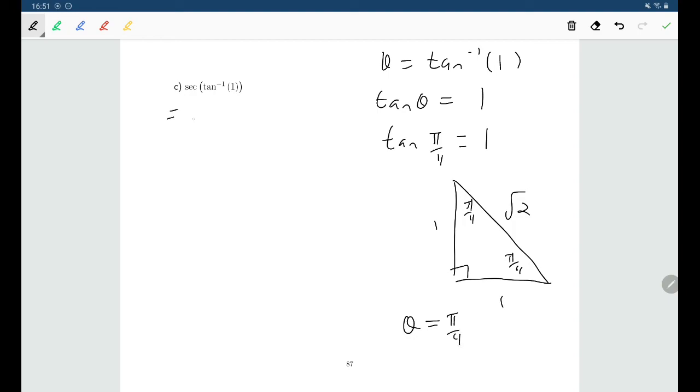So we're really looking at secant of pi over 4. Of course, secant of pi over 4 is the reciprocal of cosine of pi over 4. Cosine of pi over 4 would be adjacent over hypotenuse, 1 over root 2. So secant should be the reciprocal, hypotenuse over adjacent, root 2 over 1.